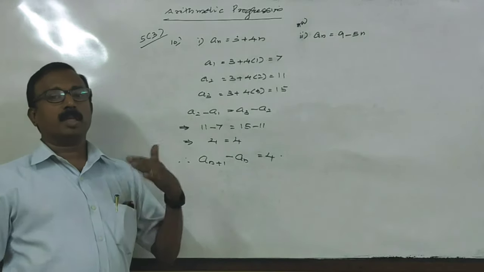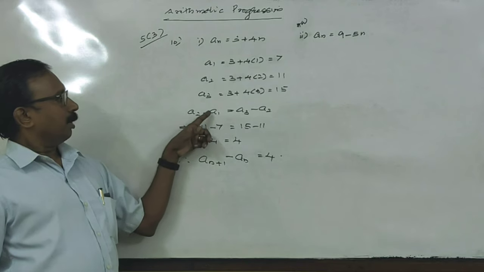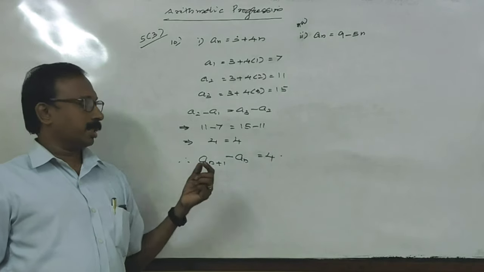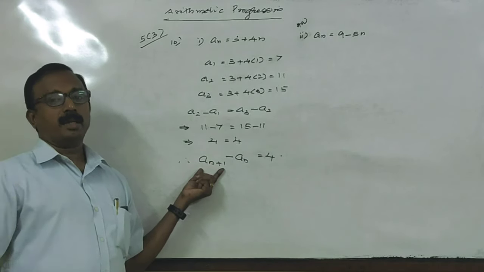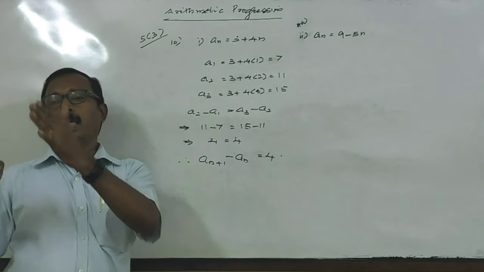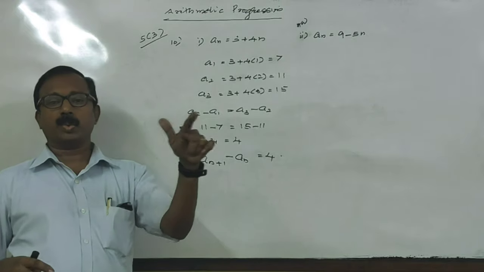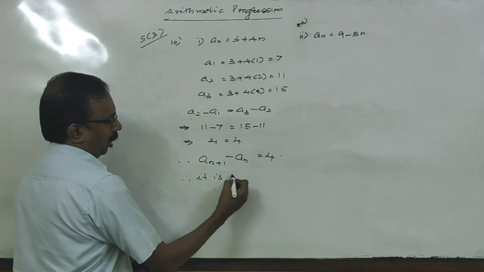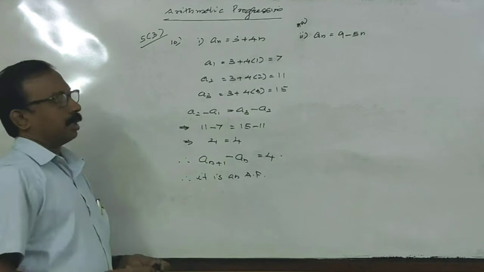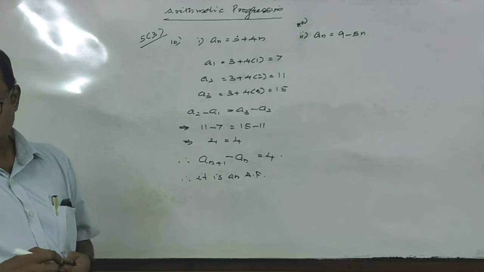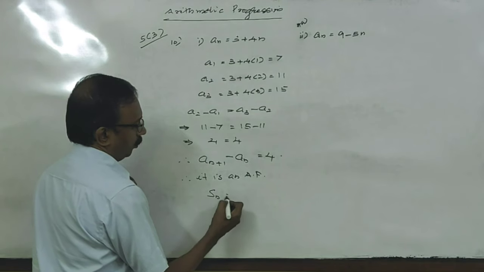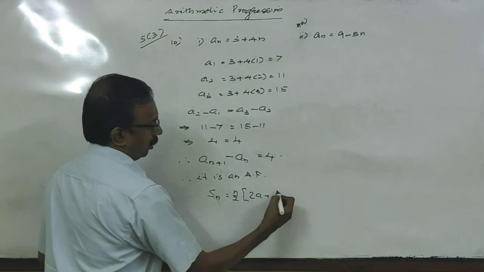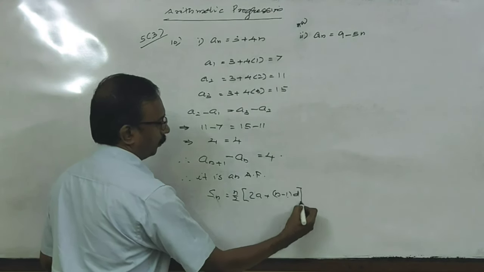The first term is 7. Common difference: A2 minus A1, common difference 4. A3 minus A2, common difference 4. Therefore, an plus 1 minus an is the common difference, so it is an AP. Now also find the sum of the first 15 terms. S15: Sn is equal to n by 2 into 2a plus n minus 1 into d, the same formula.